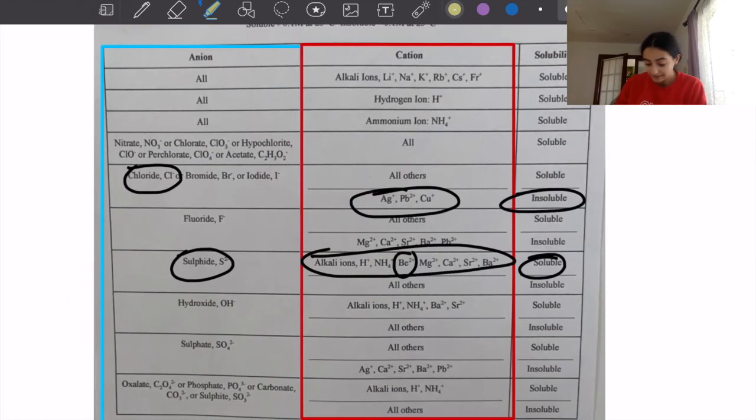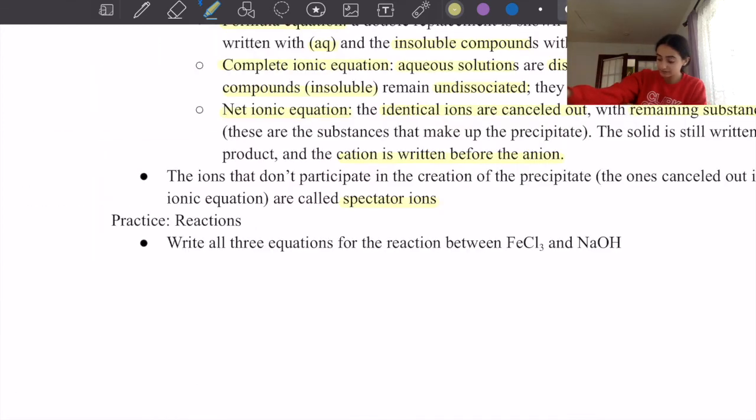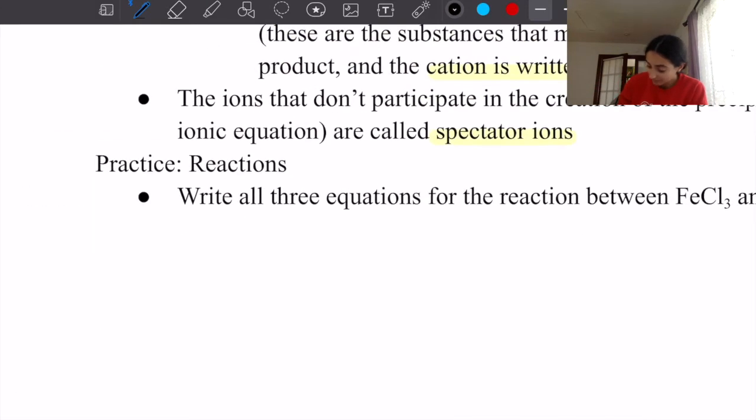So we have FeCl3 will go to chloride ion. It is soluble with iron. And the other one was NaOH. And hydroxide is soluble with sodium because sodium is an alkali ion. So I am going to start by writing my formula equation.